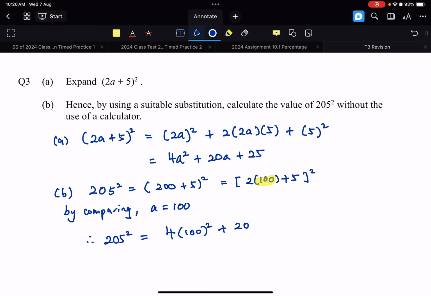So what we can do is, therefore, 205 squared is actually, just use the expanded form, 4 times 100 squared plus 20 times 100 plus 25. Okay, this works out to 42025, right? This is 40,000 plus 2,000 plus 25.